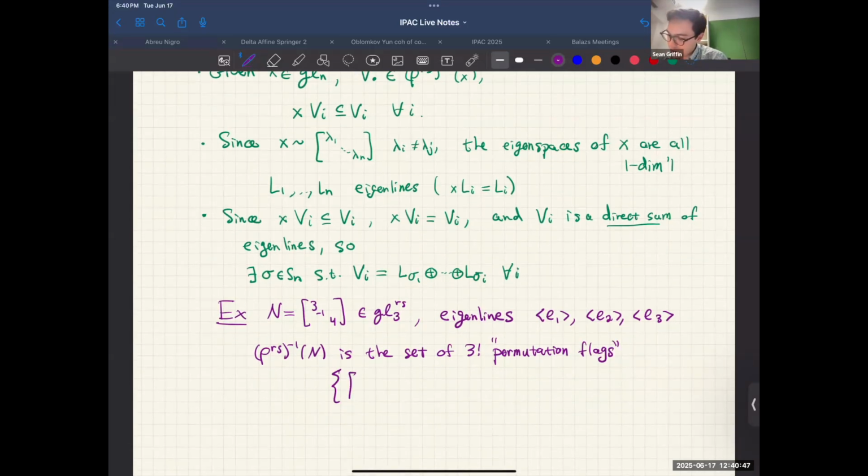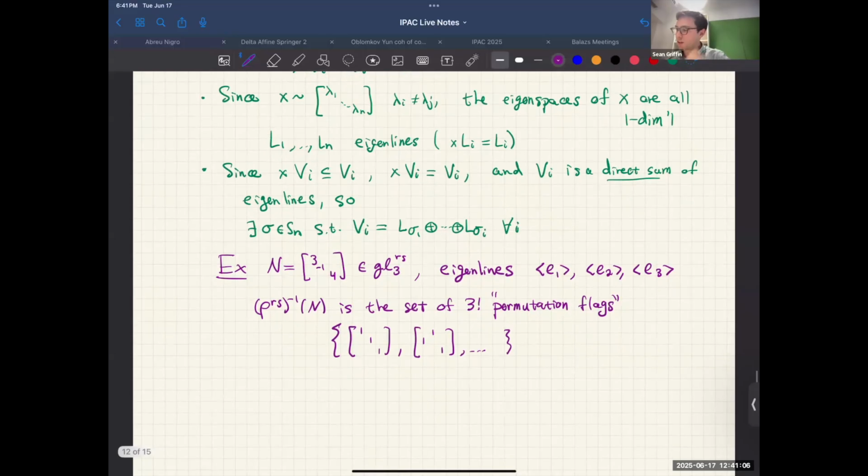So, you have E1, then E2, then E3, or you could do E2 and then E1 and then E3, and so on. And you just get the 3 factorial permutation matrices that correspond to some complete flags. And so what is the Sn action? It's just the permutations of these eigenlines.